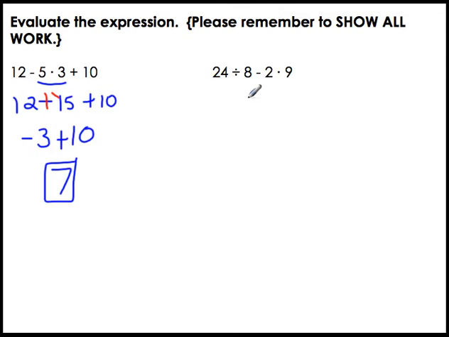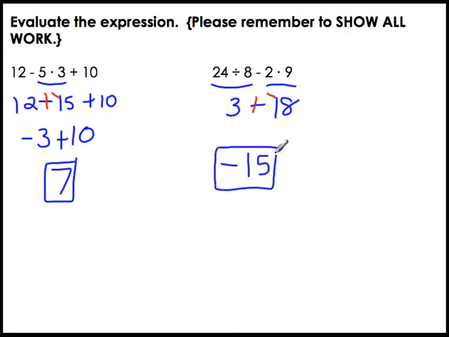Next one. Again, no parentheses, no exponents, so I need to do multiplication and division first. Division from left to right. 24 divided by 8 is 3. I'm going to bring down the minus sign. Now, since this is still multiplication and we still are going from left to right, I can do 2 times 9, which is 18. All right, and then again, we'll do a little keep change flip. That turns into 3 plus negative 18. Subtract them, you get 15, and it's going to be a negative sign because the 18 is bigger.